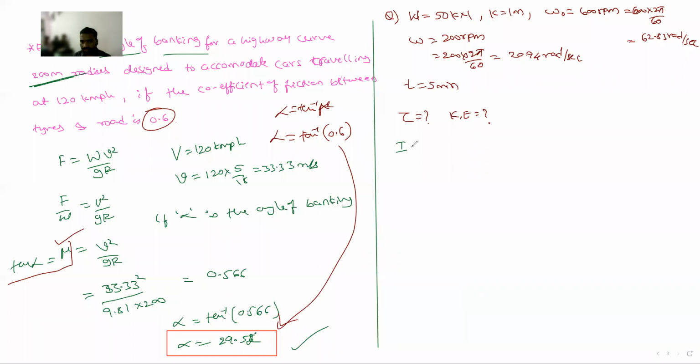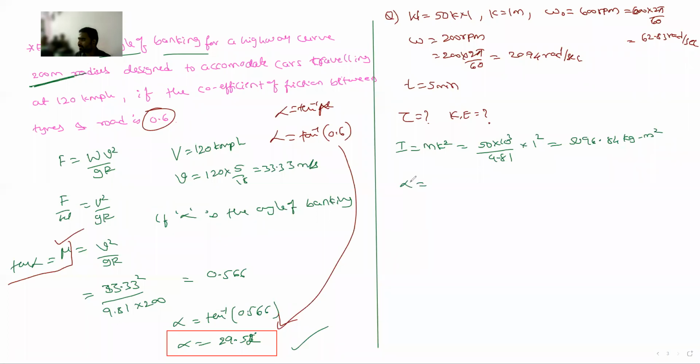So I is equal to, what is the I formula? I is equal to M k square. What is M? M is equal to 50 into 10 raised to 3 Newton. I have to get it in terms of kg, so divide by 9.8, into what is k? 1 square. So this is 5096.84 kg meter square. This is the I value.